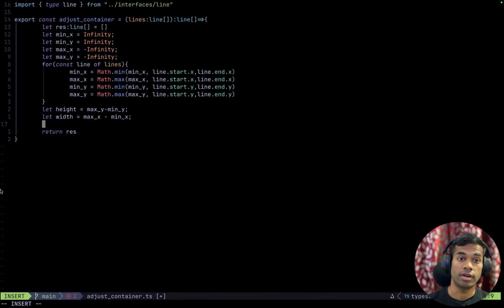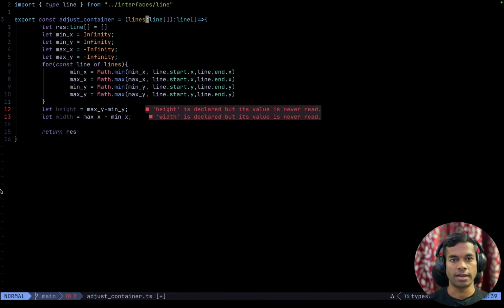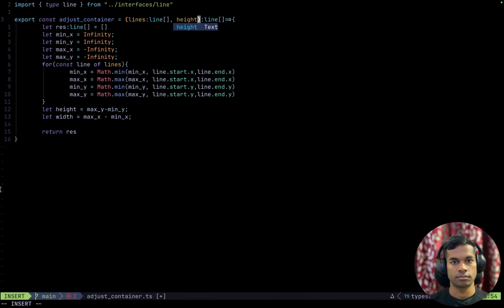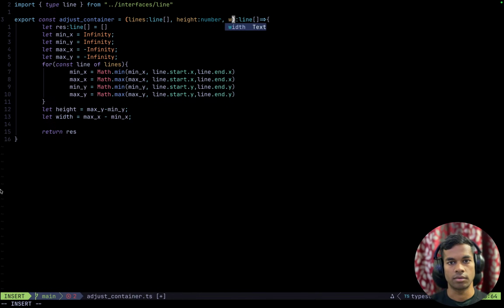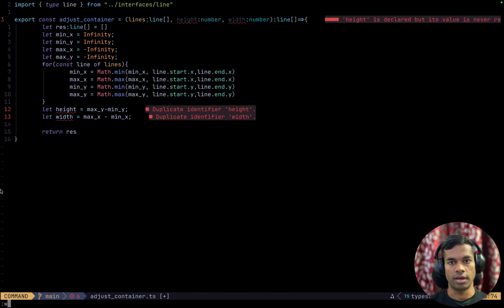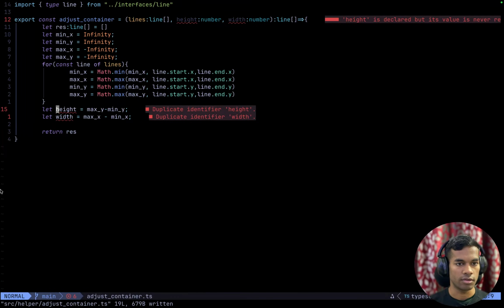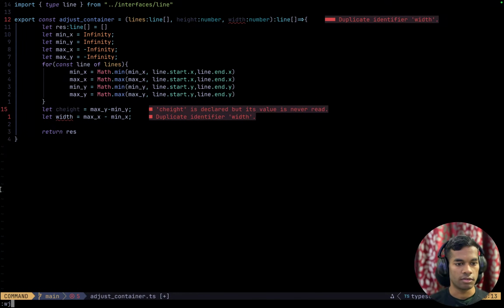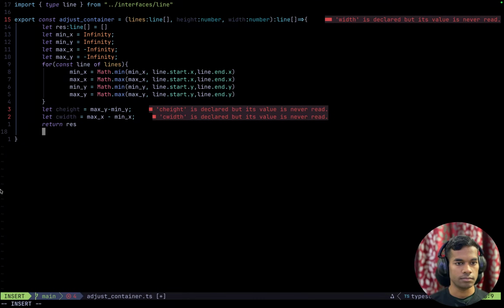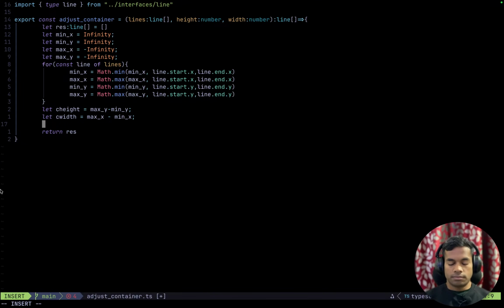We have height and width, and this function also takes in height and width, which is a number, and width, which is a number, and change this to be c height and c width, like current height and current width. Okay, and we need to give some buffer, some padding also at the corners, while maintaining the aspect ratio.